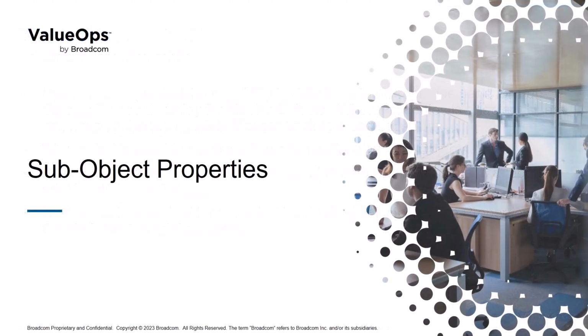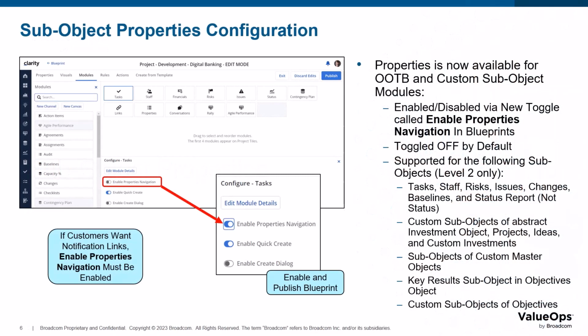Next, let's take a look at Properties that is available now for subobjects. Properties is available now for both out-of-the-box and custom subobject modules. In the Master Object Blueprint, we created a new toggle called Enable Properties Navigation, and you can set that differently for each subobject.